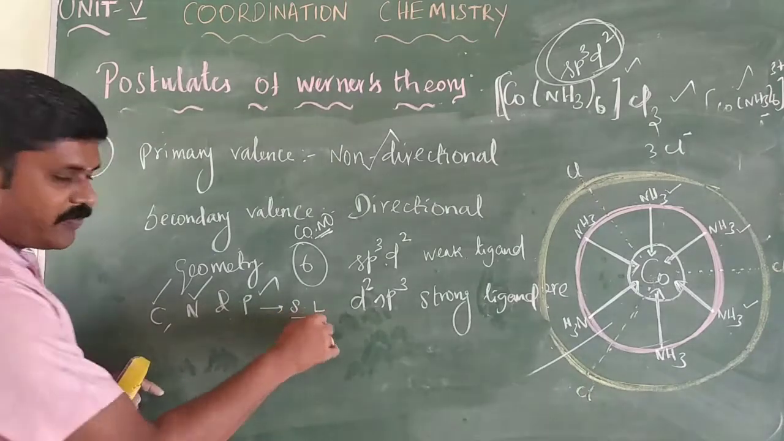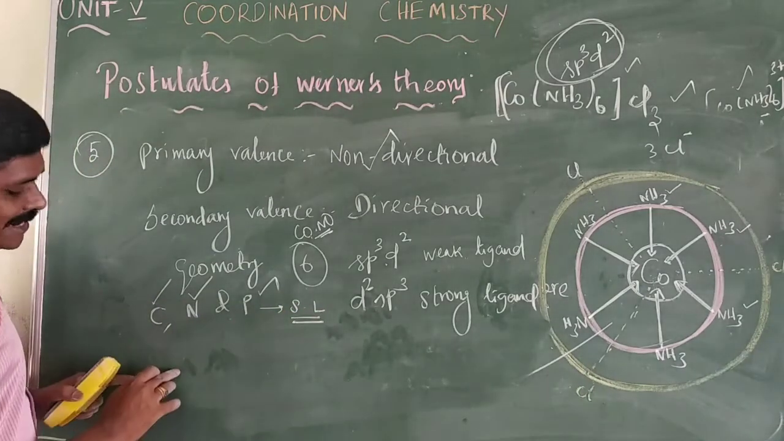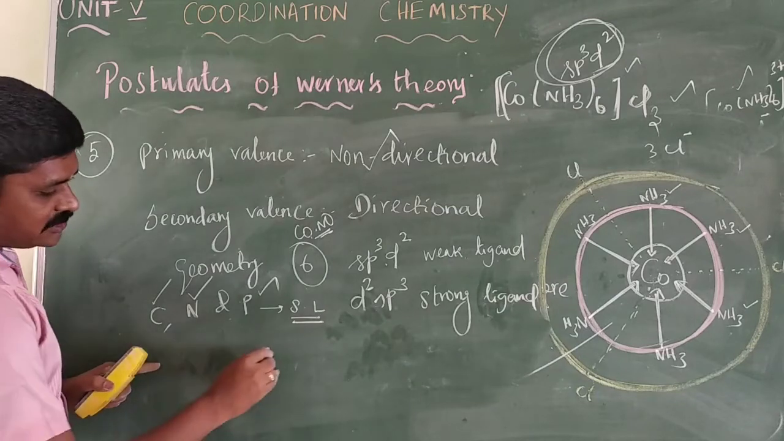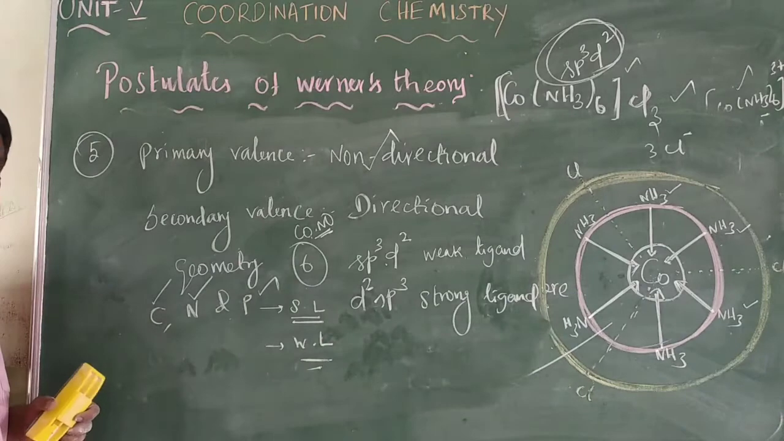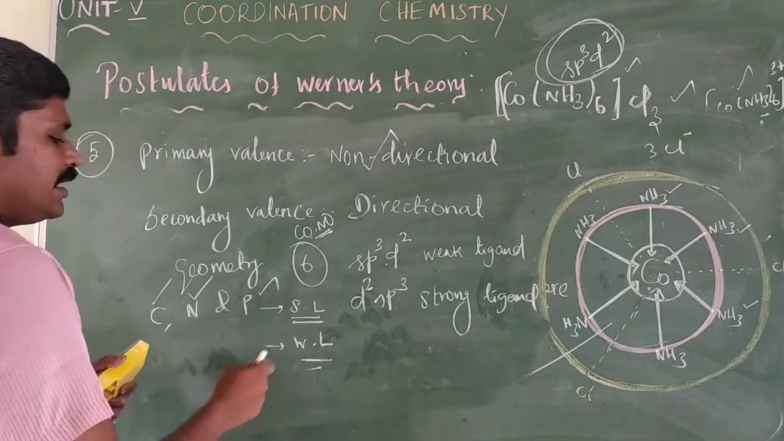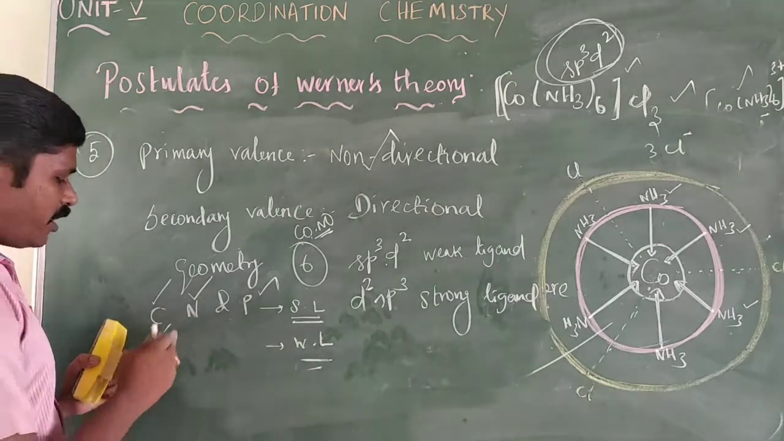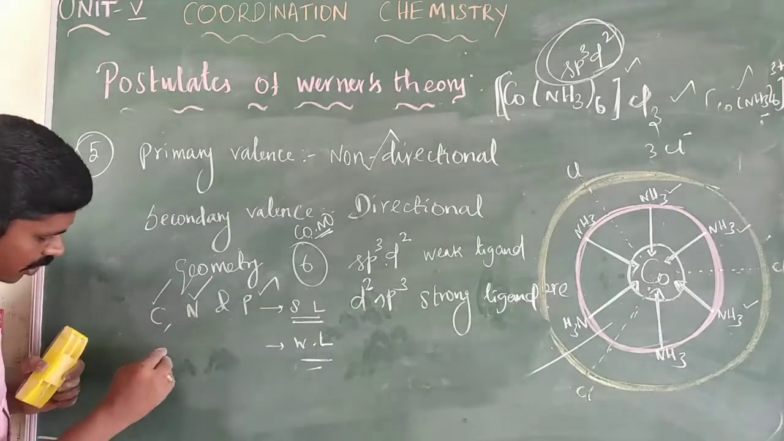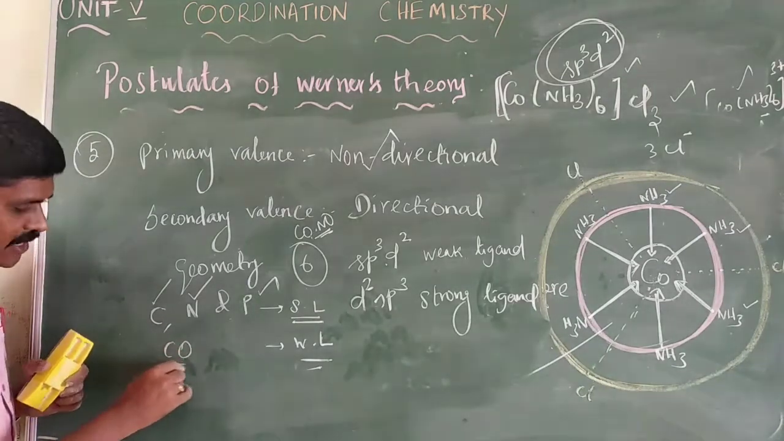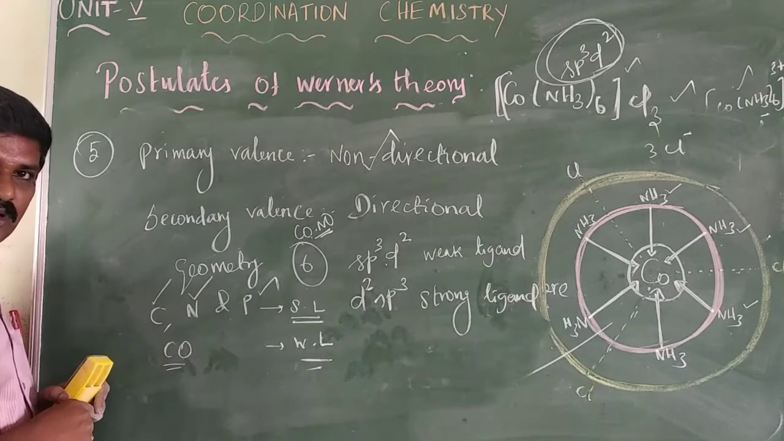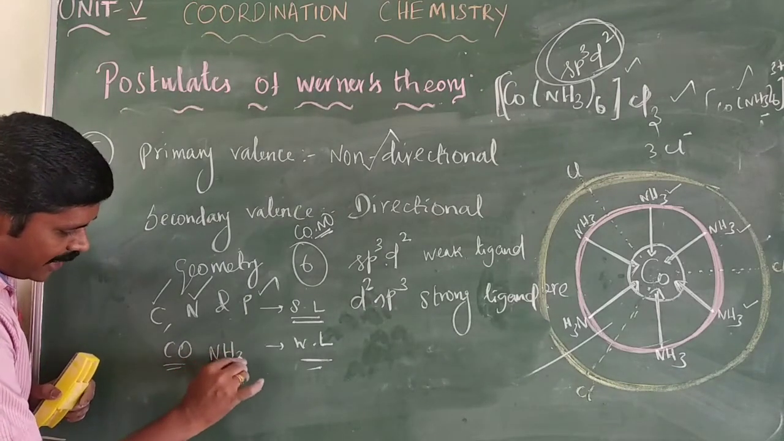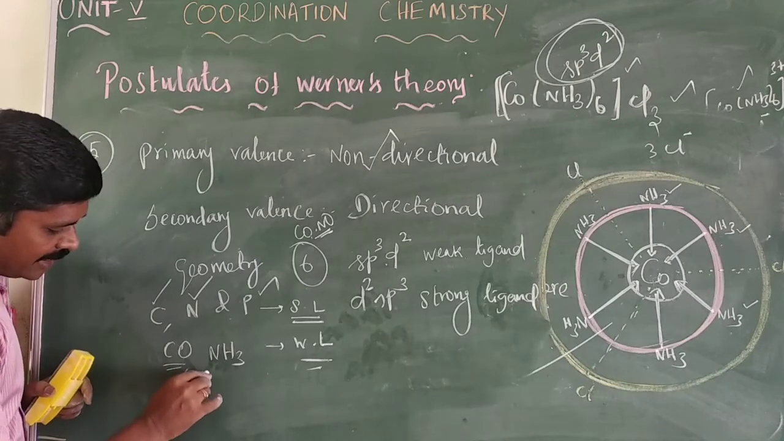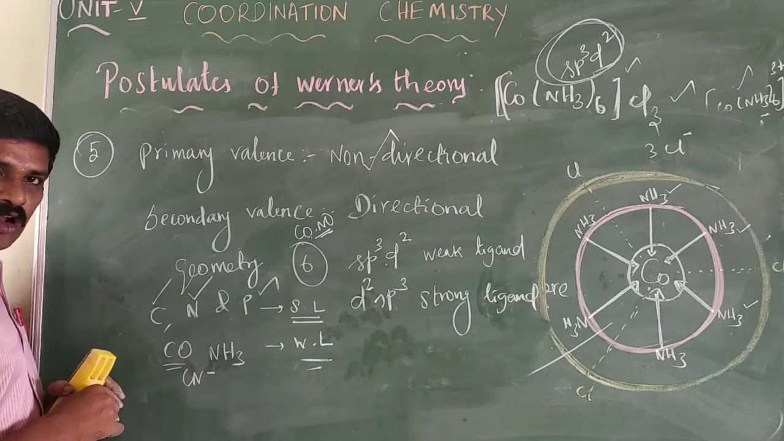So these are strong field ligands. Other ligands, those with other donor atoms, are weak field ligands. For example, among strong field ligands, carbonyl is a neutral ligand, NH3 is ammine, and CN minus is cyanido.